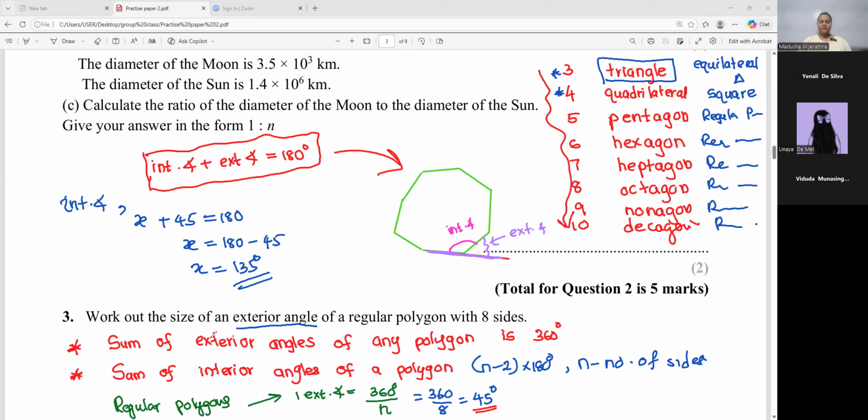So remember the method. We need to know the number of sides and the sum of exterior angles. Then find one exterior angle. From that, find what the interior angle is. Write the note on the side if you want.